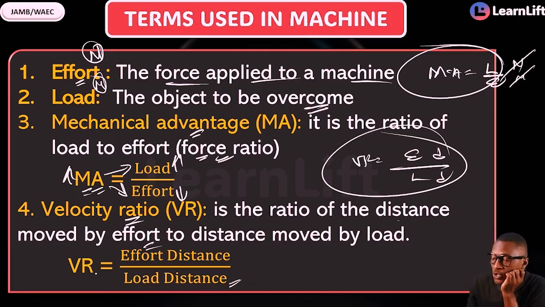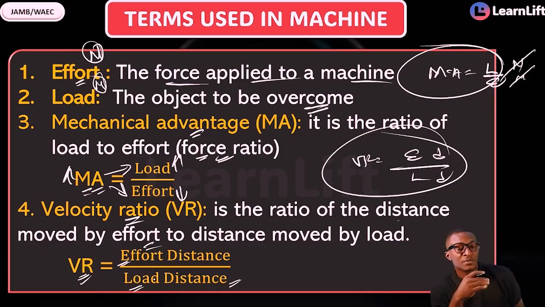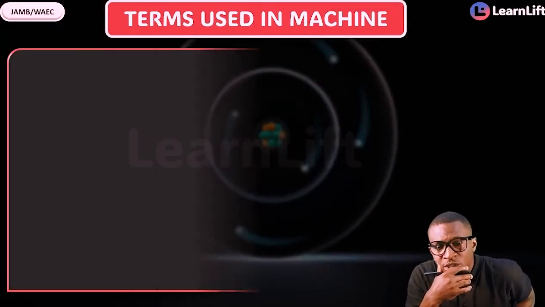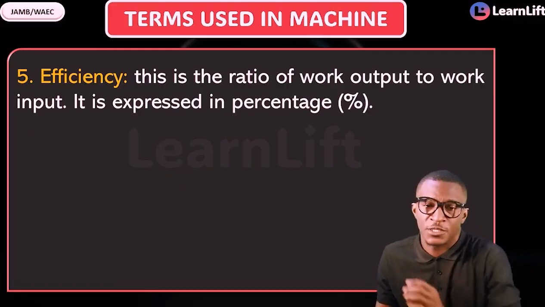You can also see that velocity ratio is proportional to effort. Velocity ratio is inversely proportional to load. Do you understand? Now let's talk about the 5th term used in machine. The 5th term is what we call efficiency.